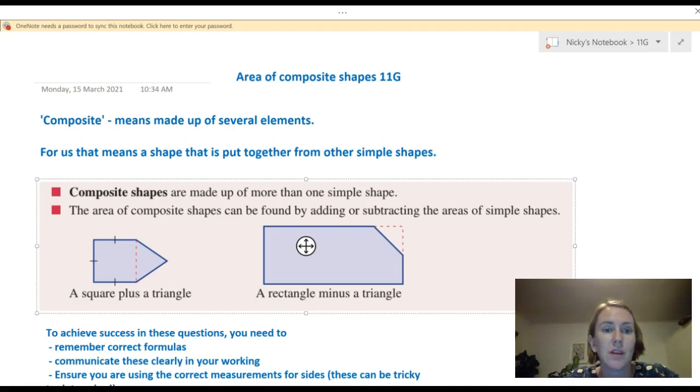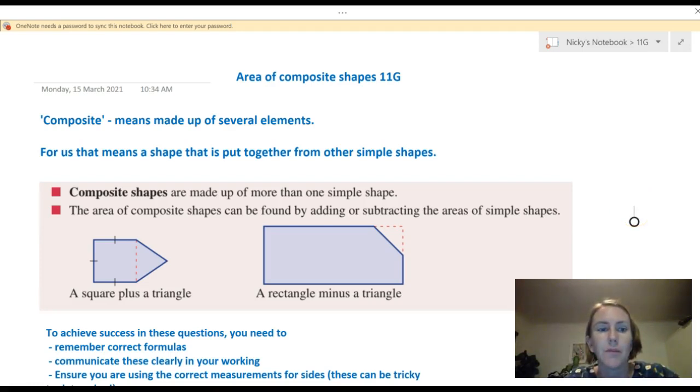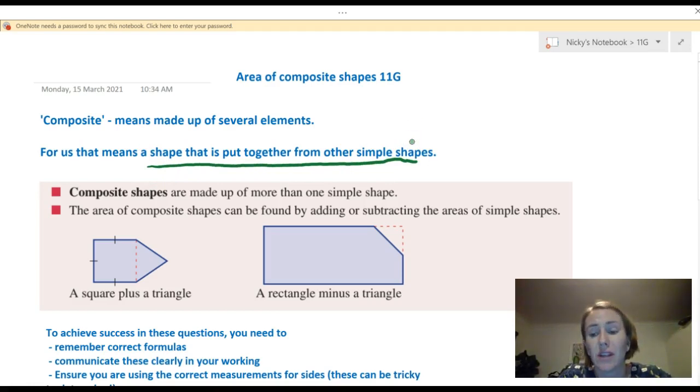So to start with, when we say composite shapes, the word composite actually has the definition that it's made up of different elements. So when we're talking about a composite shape, for us, that means a shape that is put together from other simple shapes. So they're usually irregular shapes, not just a square, not just a triangle. They could be those two things put together, which is what we've got here, or it might be a shape that is without something, so it looks like something has been cut out of it or off it. So two different kinds here.